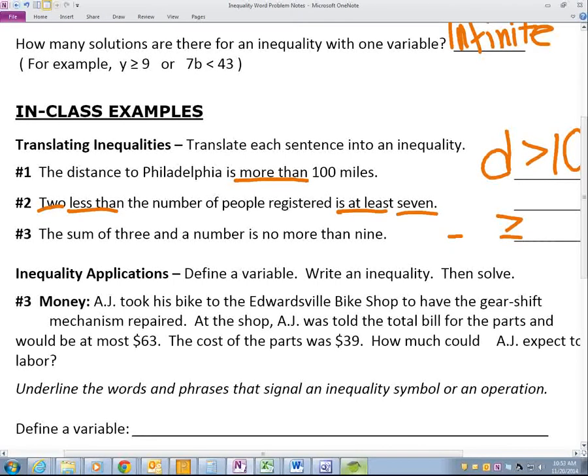Yes, Nick. Jeremy. Maybe. Okay? Because we have, it is 2 less than the number. 2 less than the number. So we have, we'll do P for people. P less than 2 is greater than or equal to, what is it? 7.